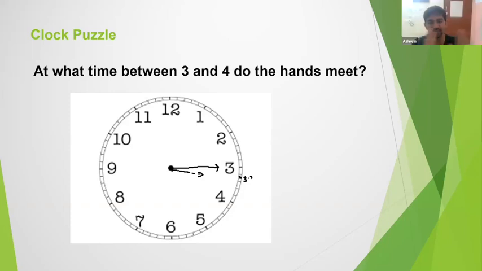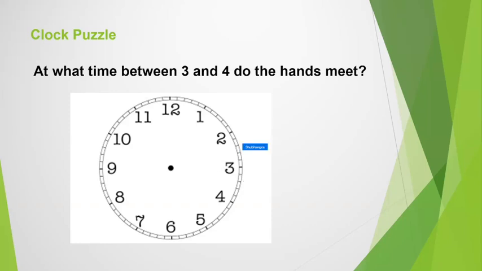So the key insight is that when the minute hand makes one full rotation, the hour hand is moving only 5 minutes of rotation, right? So basically the minute hand is moving 12 times faster than the hour hand. Right. That is the insight.